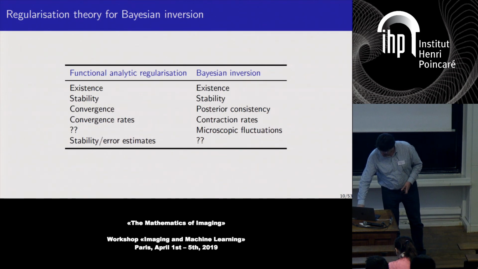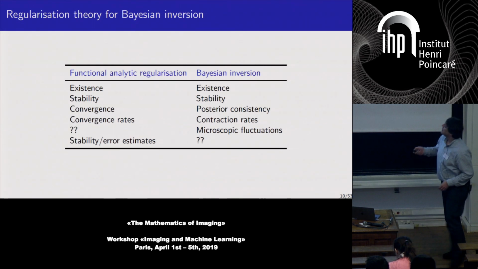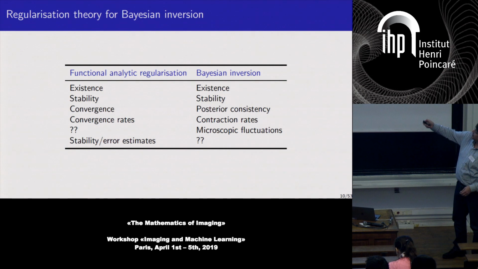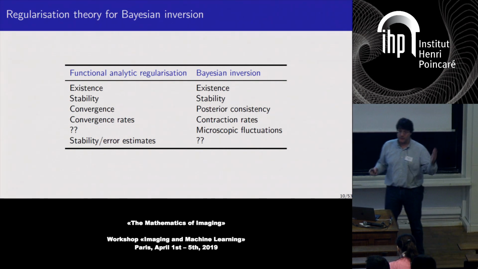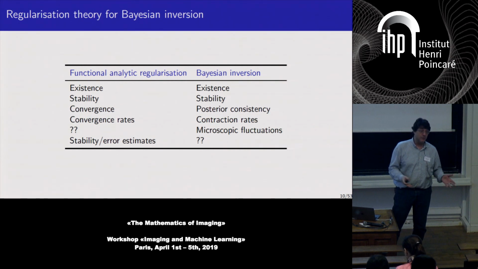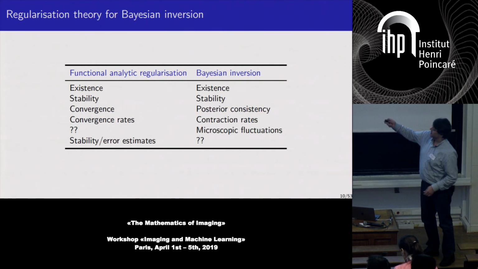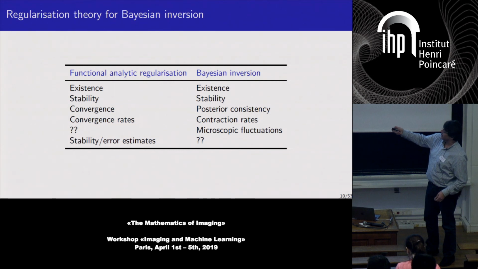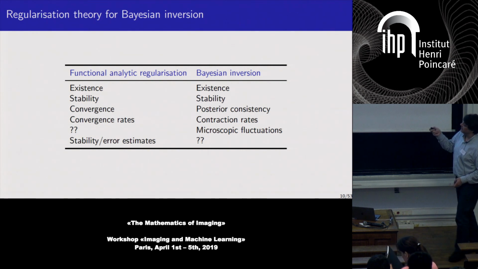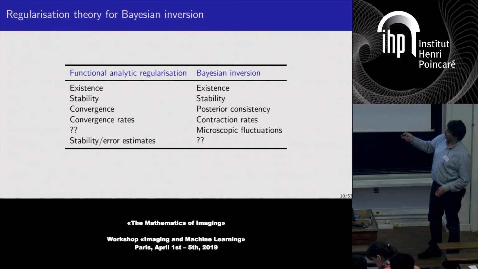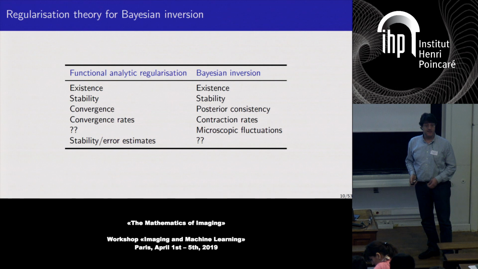But this is a typical nice little table. You have the classical results from functional analytic regularization that you typically have when you pick a paper on total variation or TGV or whatever method you might look at. You have these stability, convergence rates, error estimates. And there are corresponding notions on the statistical side here. I'm just listing them. What we are unfortunately missing, to my knowledge, on the statistical side is what we have on the functional analytic side, the so-called stability estimates or error estimates.